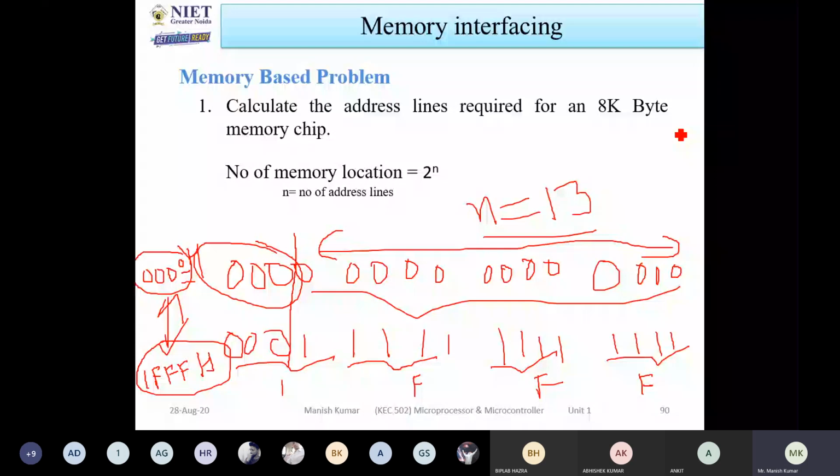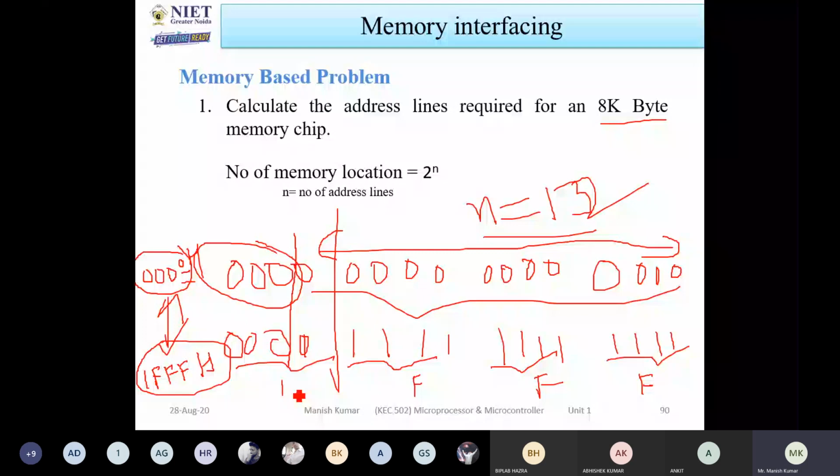Understand? Let us consider if 12 bits are there. So we can remove this bit. This is always 0, either final or initial, both will be 0. So this will convert into 0FFFH. In this way you are going to find the address range.